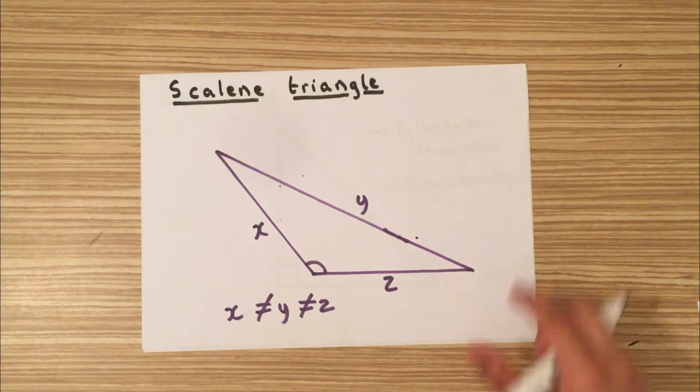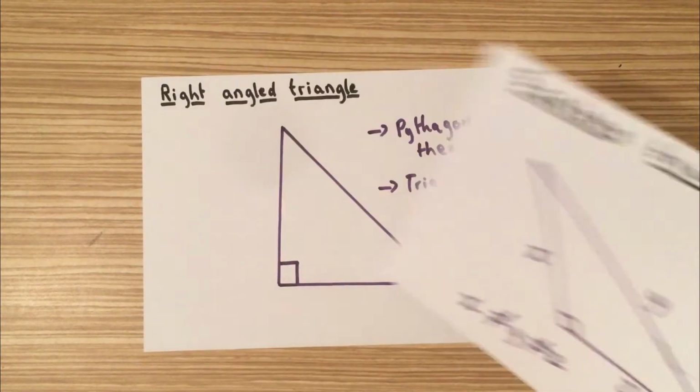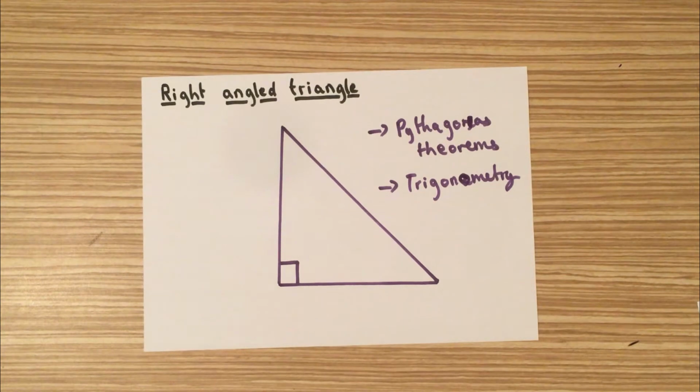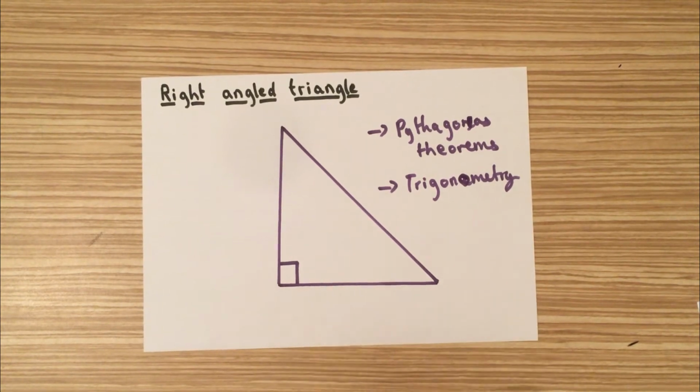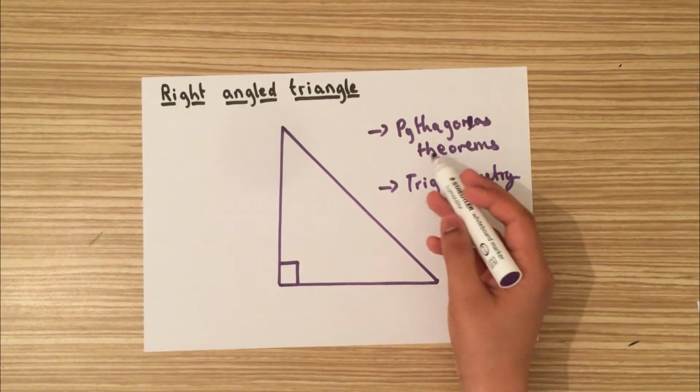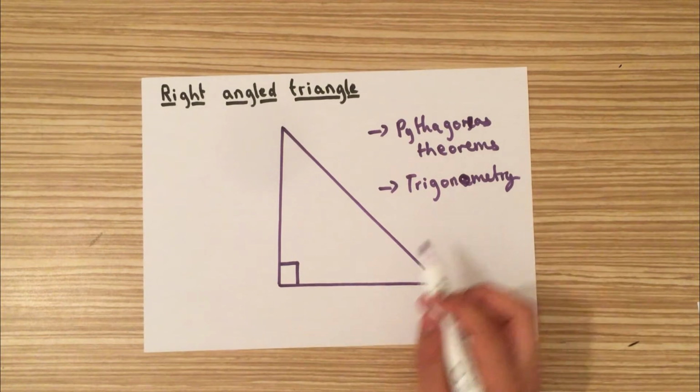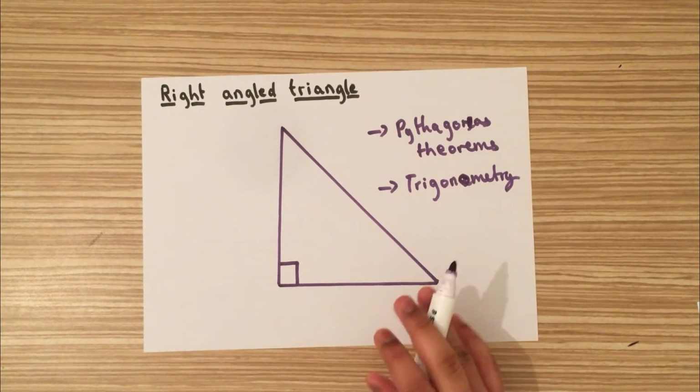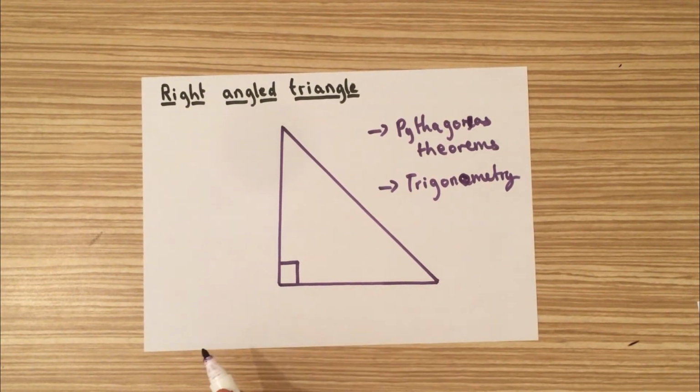And now let's move on to our final type of triangles, which are right-angled triangles. Well, in my opinion, these are the most popular type of triangles because they're used for many different theorems, such as Pythagoras' theorem and trigonometry. And those are just two ways I know that we use right-angled triangles.